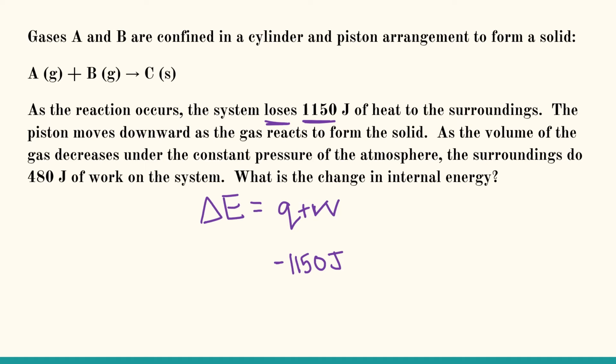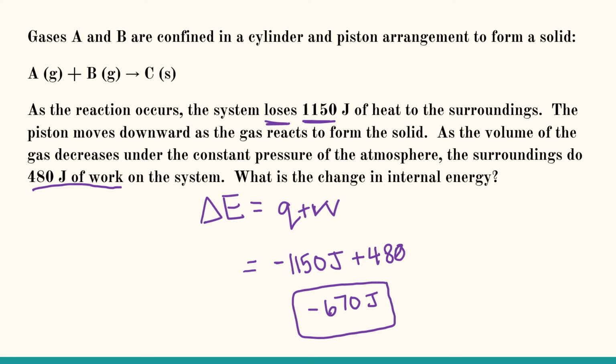And then it says do 480 joules of work on the system. So if the surroundings do work on the system, that's plus 480. So our value here is going to be negative D joules. So we're just going to add those values up.